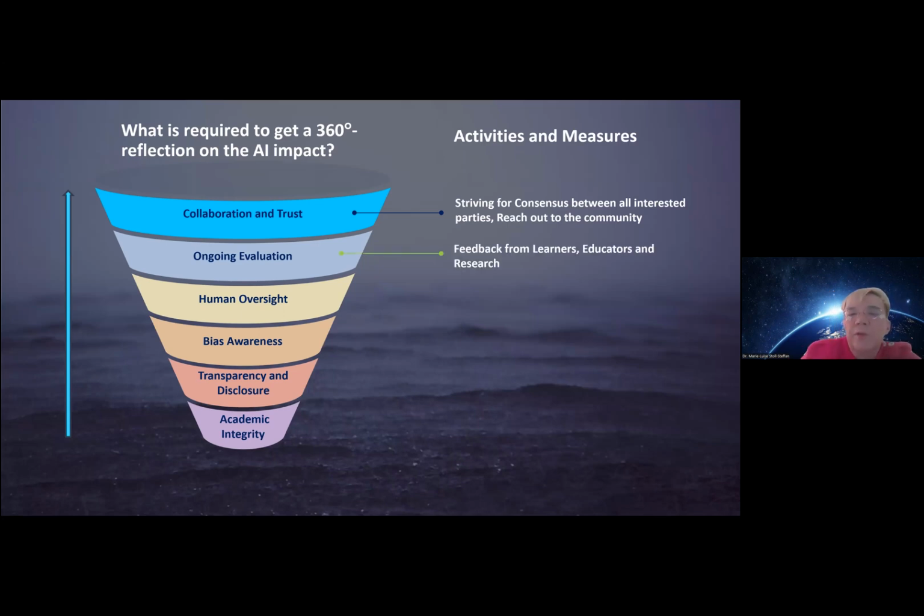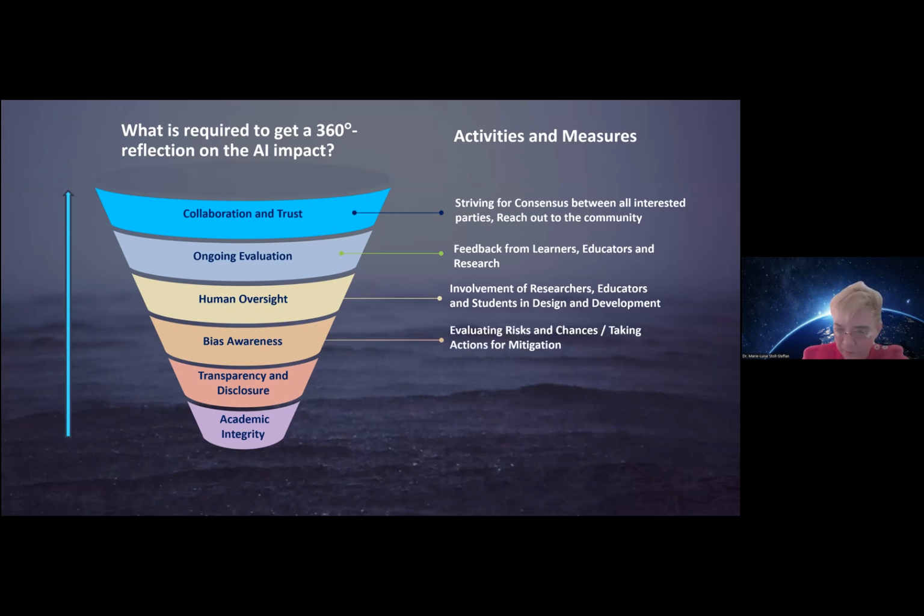Ongoing evaluation, of course. We need feedback from learners, from educators, from researchers, from administrators and other interested parties. Human oversight over AI. So the involvement of researchers, educators, and students is crucial in design and development of research, of studies, of curricula, of syllabi.